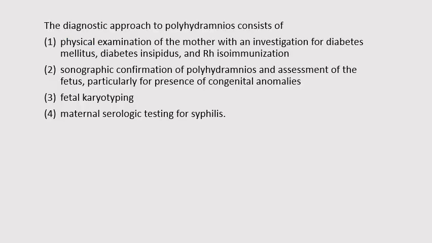The diagnostic approach to polyhydramnios consists of examination of the mother with an investigation for diabetes mellitus, diabetes insipidus, and Rh isoimmunization. Then we need to confirm our diagnosis by doing a sonography, where we not only see the liquor volume but also rule out any congenital anomaly in the fetus. In some cases, we may need to go for fetal karyotyping and maternal serological testing for syphilis if it is suspected.